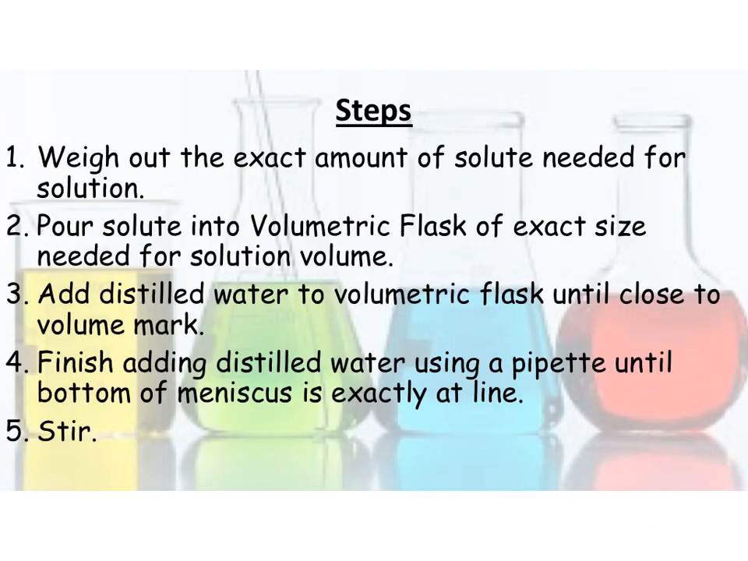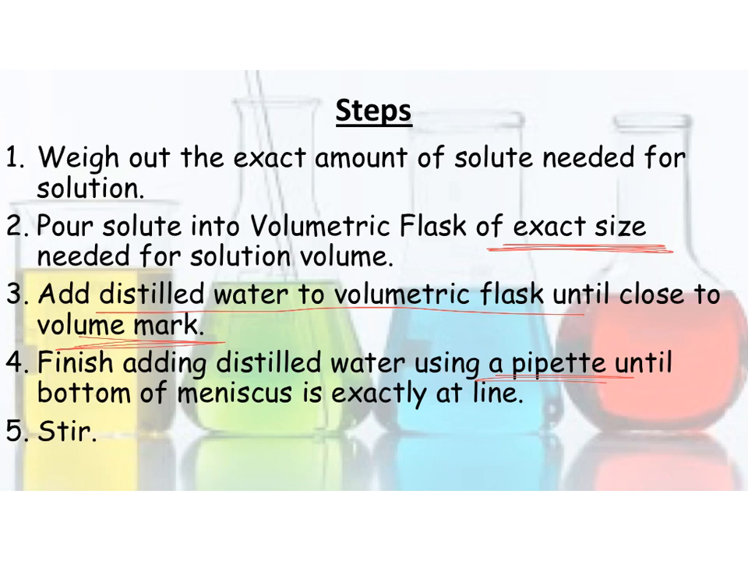Okay, so now that we've done our math and we have gathered all our materials, now it's time for our steps. So first thing you want to do is weigh out the exact amount of solute that you need for your solution. So this would be our calculations. For our potassium bromide example, it would be 7.44 grams. Then you're going to take your solute and you're going to put it into your volumetric flask. Remember, the volumetric flask needs to be the exact volume of solution you are trying to make. Then you're going to add distilled water to the volumetric flask until you get close to that little mark I told you about on the neck, the volume mark.